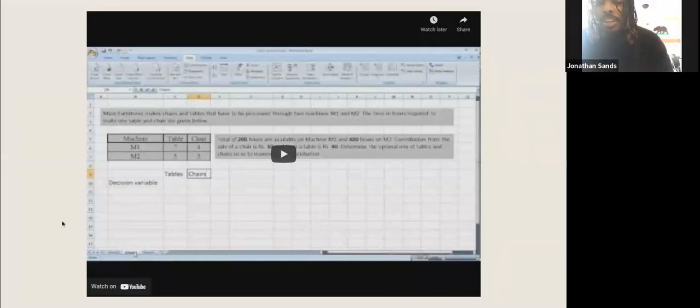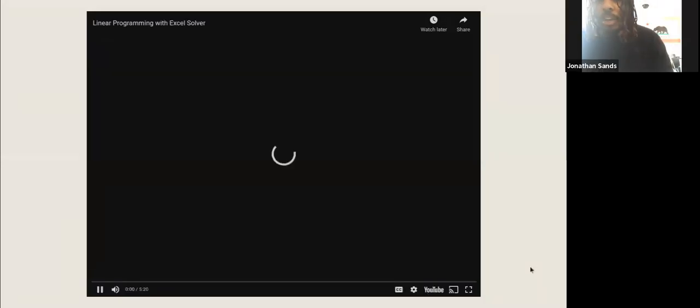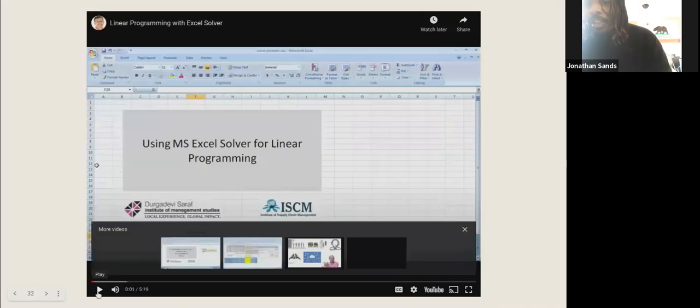So in that video, he used a very simple example of tables and chairs to show you guys how to use the solver function in Excel. Now we'll move on to our case study, which is with NBC.